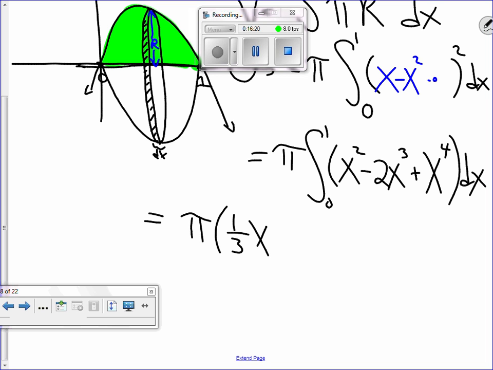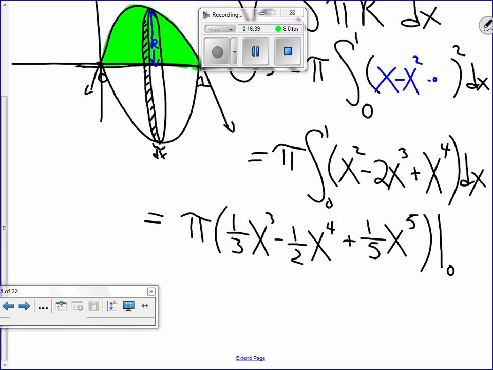1/3 x to the 3rd minus 1/2 x to the 4th plus 1/5 x to the 5th. Now this is a definite integral, so we are going to write the line here evaluated from 0 to 1.